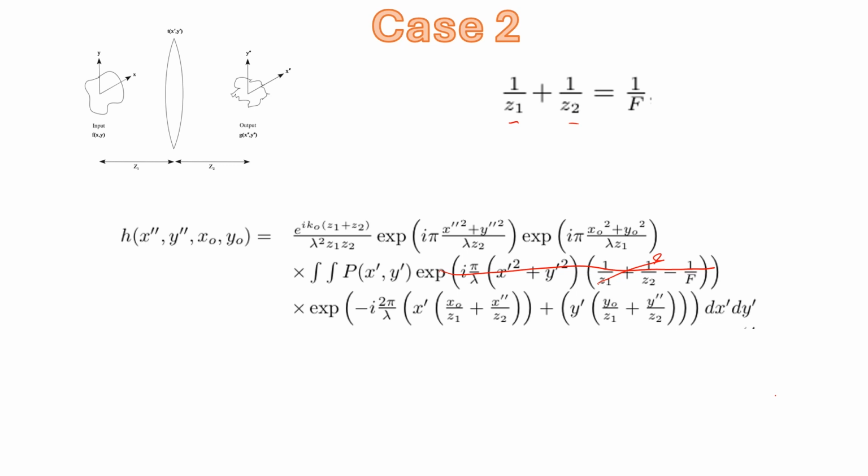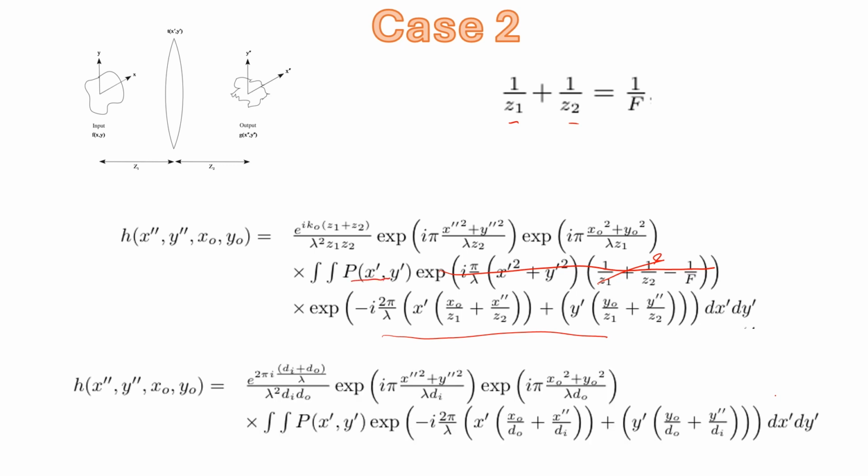Now, the impulse response for this system, with this quadratic term removed, has this Fourier transform kernel, where now the spatial frequency is x naught over z1 plus x double prime over z2, times 1 over lambda. So this is a Fourier transform kernel with that spatial frequency operating on the pupil function. The impulse response then, with the quadratic term removed, is this Fourier transform kernel operating on the pupil function with these phase terms out in front.